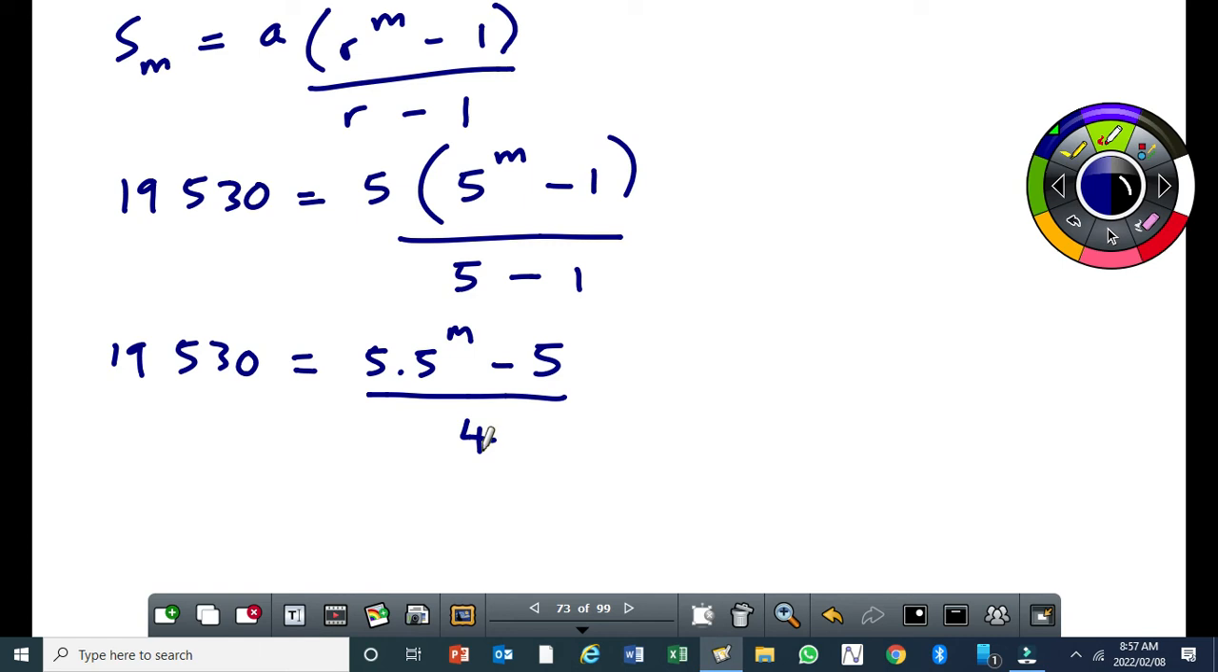I've used my knowledge of simplifying equations by removing the brackets in the numerator. Then, to carry on solving this, I need to multiply both sides by 4. We are solving equations now. What is 19,530 times 4? Quickly, please.